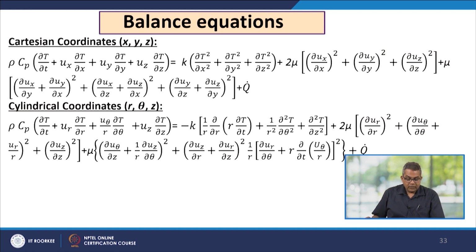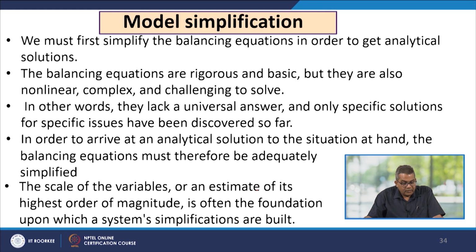Now, if we talk about the Cartesian coordinates, this can be mathematically represented like rho Cp ∂T/∂t plus and so on, like this. And if we talk about the cylindrical coordinates, this can be represented in this particular mathematical form. Now we must first simplify the balancing equation in order to get the analytical solution.